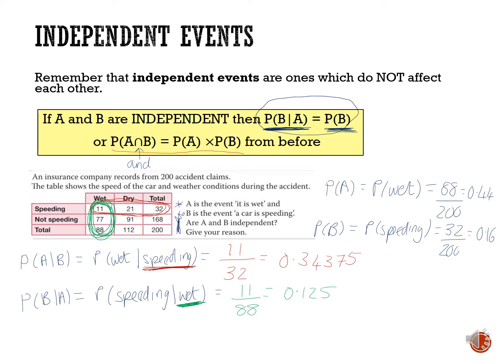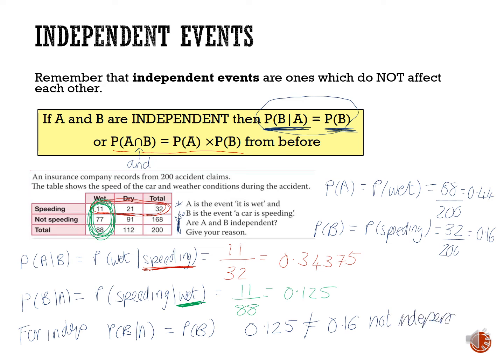We now have all of the information to decide whether A and B are independent. Okay, remember for independent, we would need the probability, doesn't matter which one you use, we would need probability of B given A to equal the probability of B. Okay, you could do the probability of A given B equal the probability of A. Let's have a look at our numbers that we've got here. Probability of B given A, 0.125. Probability of B, 0.16. They're not equal to each other, so they are not independent, or they are dependent events.